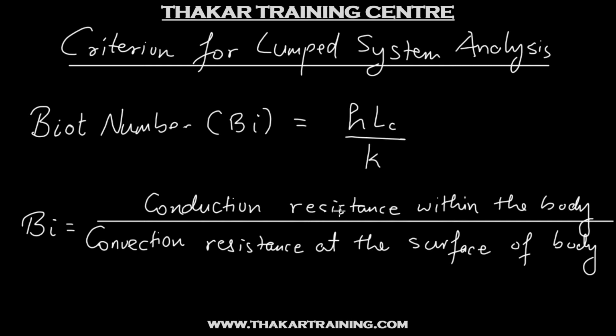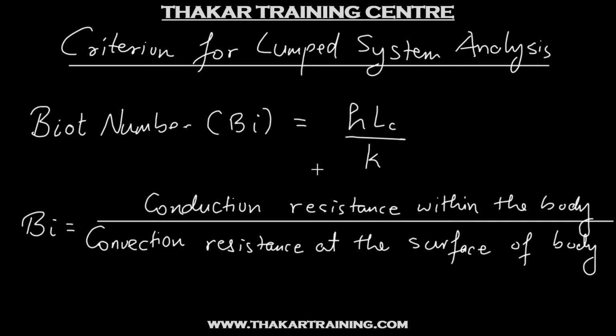So once again, when the conduction resistance is much smaller, you have a large conduction happening, and that is why you don't get a temperature difference set up inside the body. And when the convection resistance is large enough, convection happens at a lower rate as compared to conduction. So both the definitions are trying to say the same thing, that you need to have a very good conduction within the body and a very poor convection at the surface.